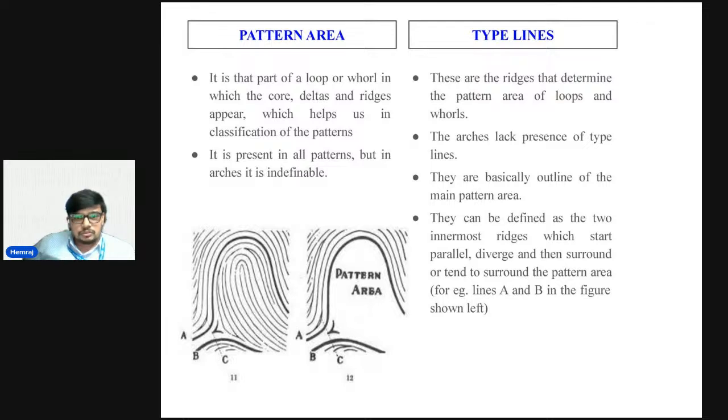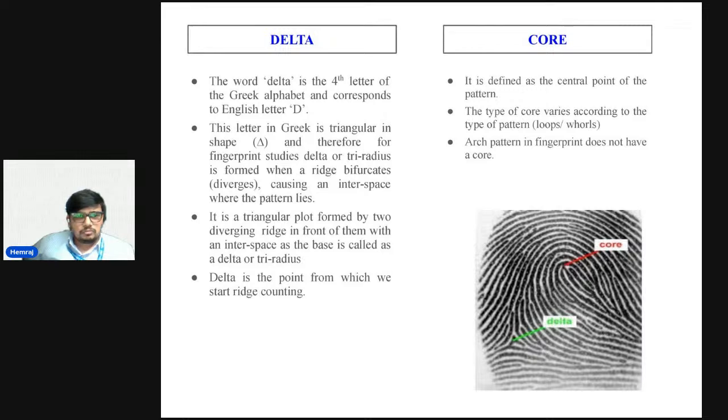Arches lack the presence of type lines. They are basically the outline of the main pattern area, and there are some technical details as well. In the last, it is written that they can be defined as two innermost ridges which start parallel and diverge and surround the pattern area. So these are lines which surround the main pattern area of the fingerprint. A lot of technical detail is there. You need not bother about it. Then there were two more things. One is the delta and one is the core.